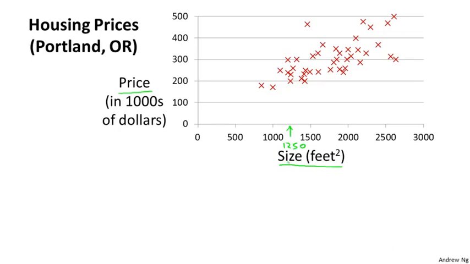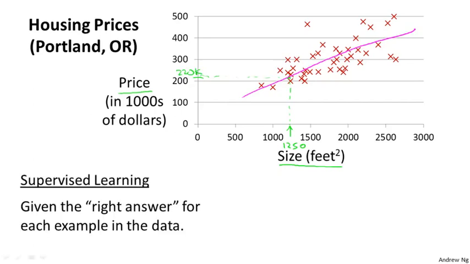Well, what you could do is fit a model, maybe fit a straight line to this data. That might look something like that. And based on that, maybe you could tell your friend that it looks like they can maybe sell the house for around $220,000. So this is an example of a supervised learning algorithm, and it's supervised learning because we're given the quote-unquote right answer for each of our examples. Namely, we're told what was the actual price that each of the houses in our data set was sold for.